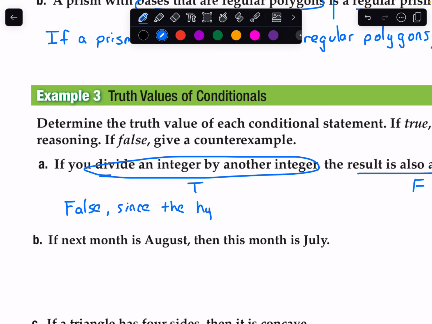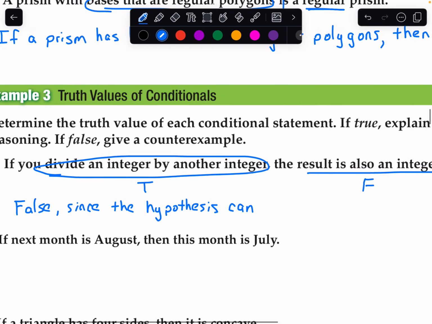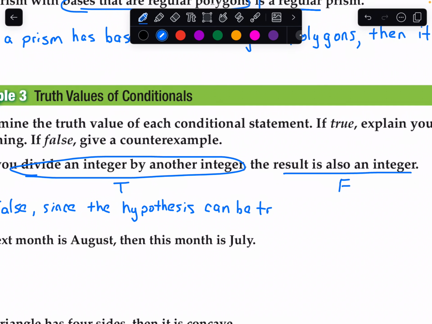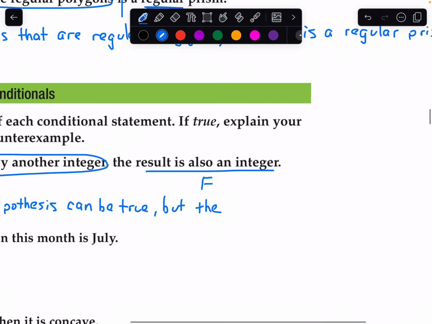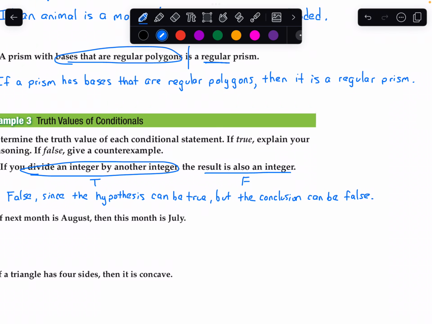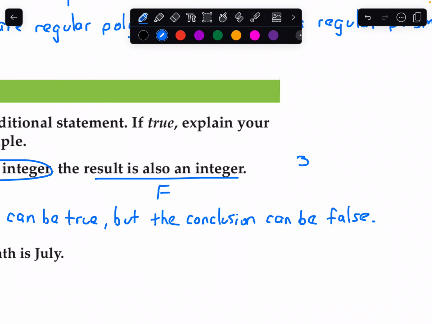since the hypothesis can be true but the conclusion can be false. If you would like a more specific counterexample, let's look at 3 divided by 5. 3 divided by 5 is 0.6, which is not an integer.